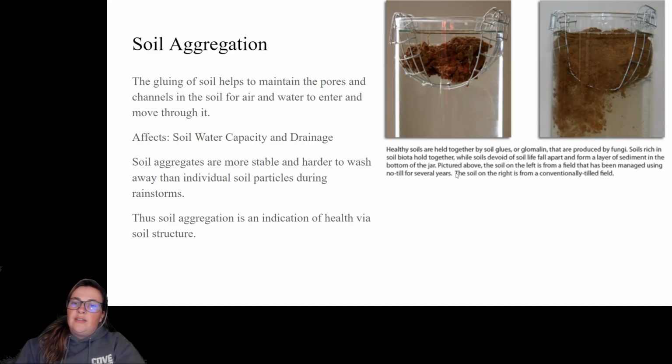And also, interestingly enough, the soil on the right is from a conventionally tilled field. So when you till a field, you actually kind of rip up the biota that is there, and it can damage the structure of that soil. You could be very careful.